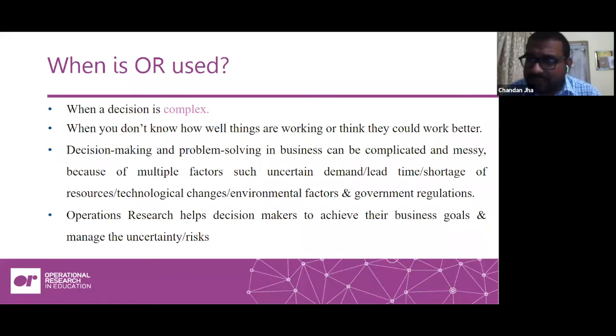Basically, OR is used when a decision is complex, when you don't know how well things are working, or think they could work better. Decision making and problem solving in business can be complicated and messy. Why? The reason is that each and every factor is related to other issues or problems.